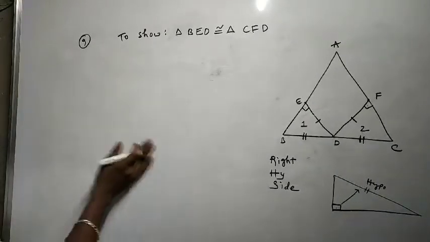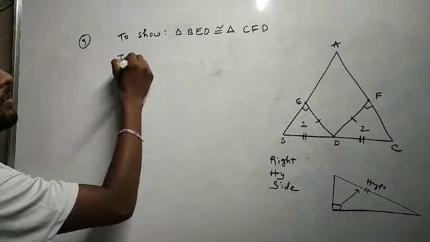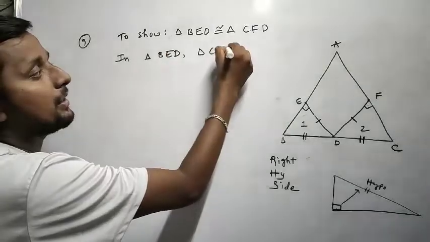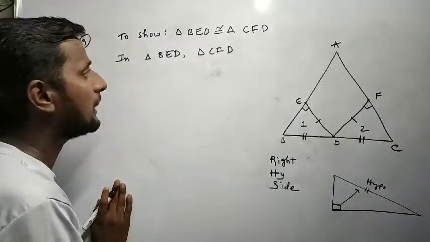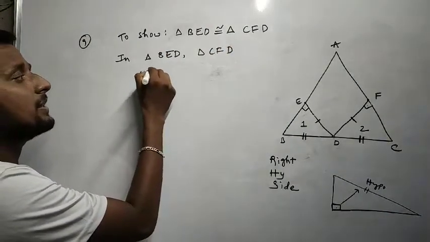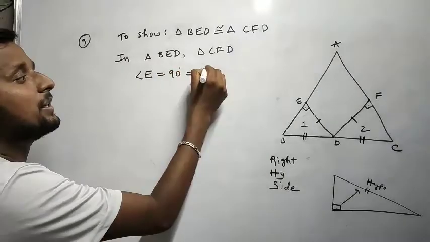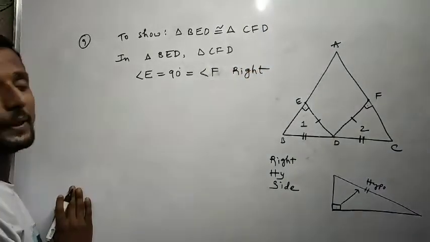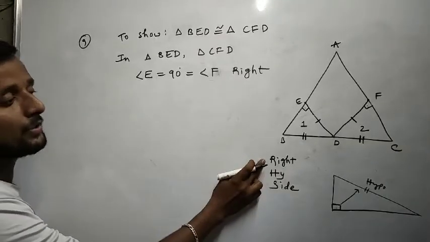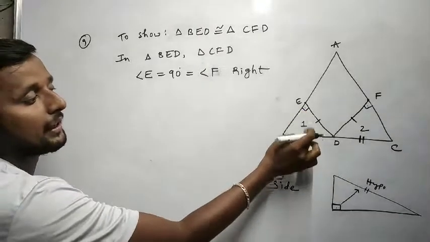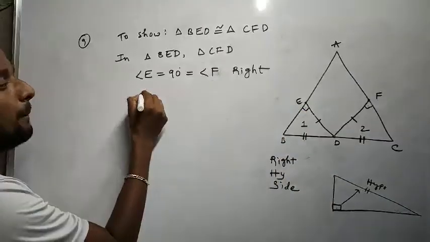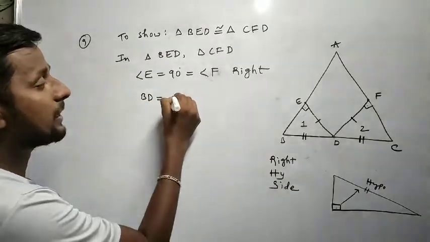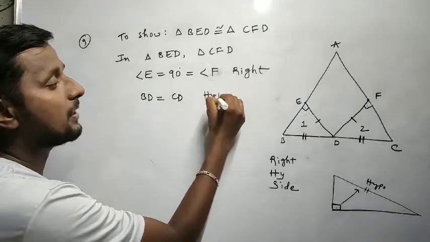Now just write it down. In triangle BED and triangle CFD, you better write with a single letter. Angle E is equal to 90, that is equal to angle F, it is a right angle. Next, R has gone. Hypotenuse, BD is equal to CD, and it is the hypotenuse.